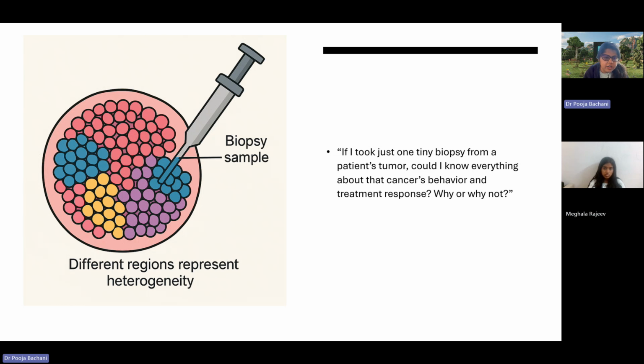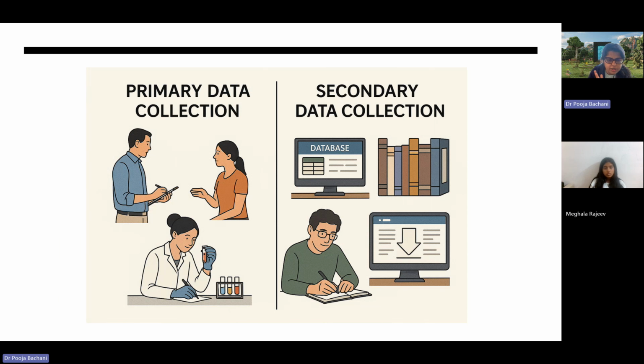Now coming to data collection. There are mainly 2 types of data collection. First is primary data collection and second is secondary data collection. So what do you understand by primary data collection and secondary data collection, Meghla? Do you have any idea about primary data collection or secondary data collection?